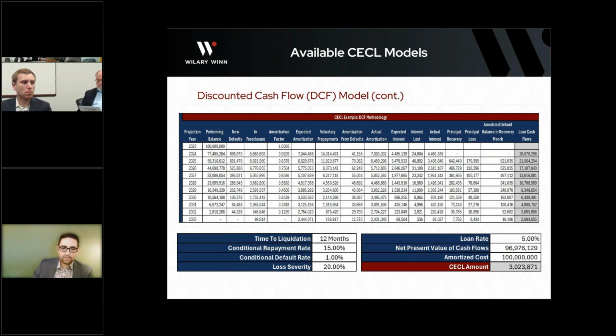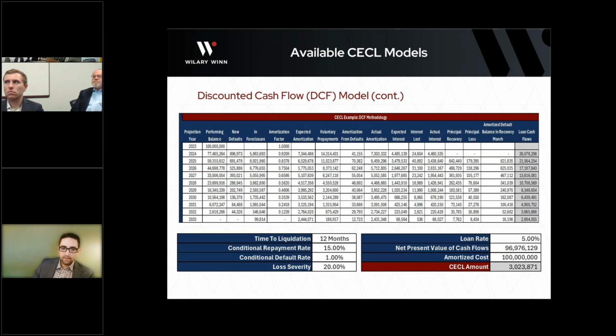Projection schedule here is showing that these assumptions play out over the life of that 10-year loan. So each year we have the cash flows broken into sort of 4 primary buckets, one being the scheduled amortization, one being voluntary prepayments from that 15%, one being the default rate from that 1% CDR, and then the associated losses based on that 20% severity. So as we work through each period, both prepayments and defaults reduce that loan balance, while the losses are reflected in those ultimate cash flows where we don't expect to receive those.